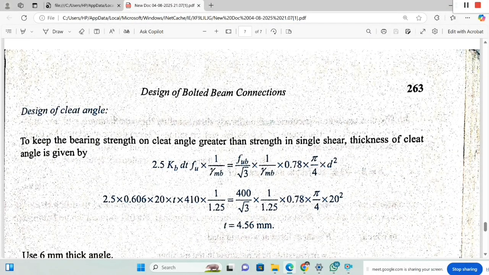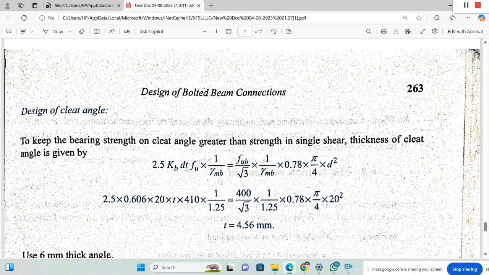Design of the cleat angle. So this bolt design is over. Now we consider the length required and also the thickness of the cleat angle. To keep the bearing strength of the cleat angle greater than the strength in single shear, the thickness of the cleat angle is given by this. So at least you have to equate the single shear to the bearing strength of the cleat angle plate. This is the bearing strength and this is the single shear strength.